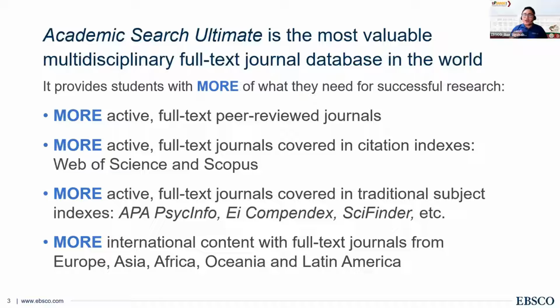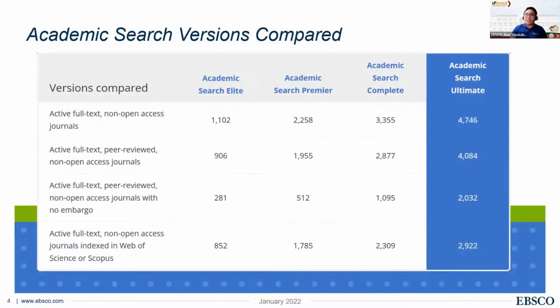So Bon, how many journals were added when the UP system upgraded to Academic Search Ultimate?